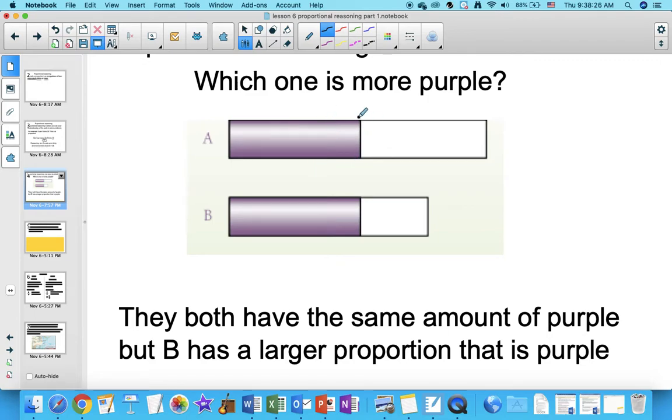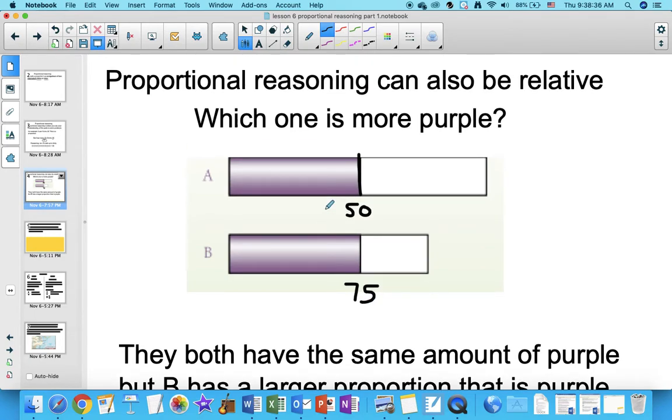It's about halfway. This is about 50% purple, right? And this is more, I'm going to say 75% purple, right? So it's relative, right? If you looked at it on its own, yeah, A and B have the same amount of purple, but if you look at how much purple there is in A relative to the white, and how much purple there is in B relative to the white, you can see that there's more purple relative to the other color, or the white. So you could say that B has more purple because more of it is purple.